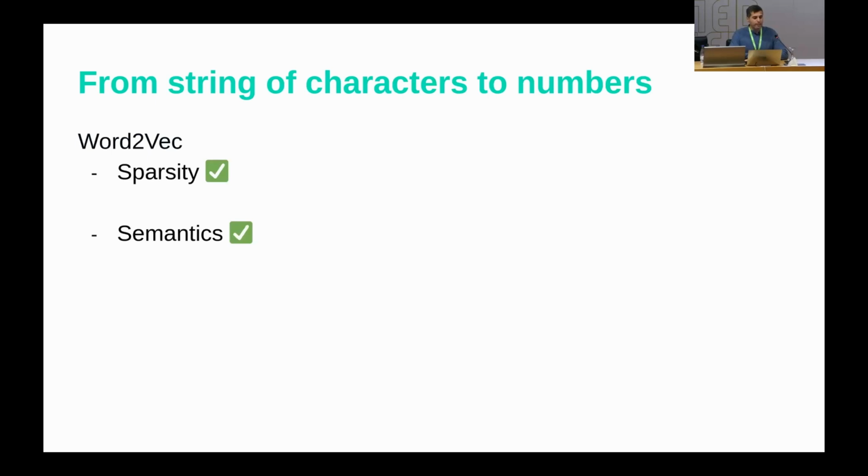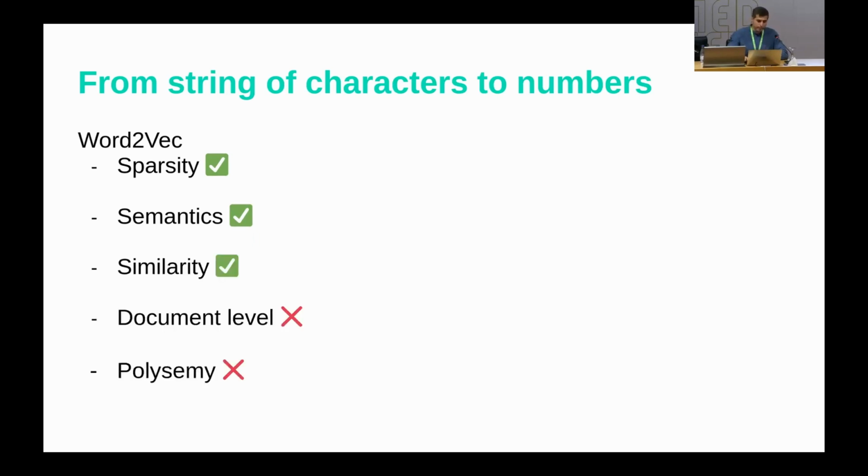So now we have sparsity checked and semantics checked. So this model is a little bit better than the bag of words model we had before. The problem is that it doesn't really work at the document level. So you have words, not sentences, not whole documents, right?